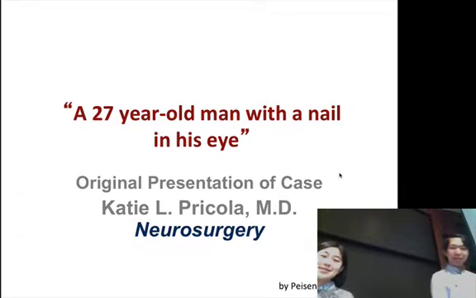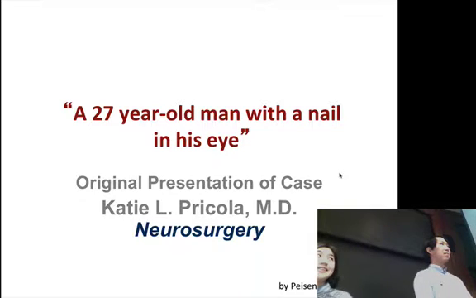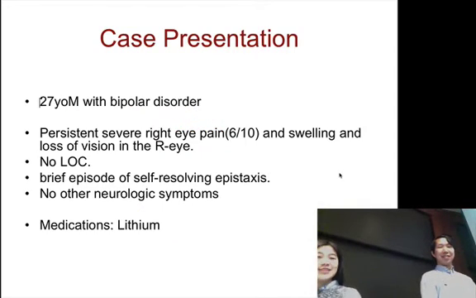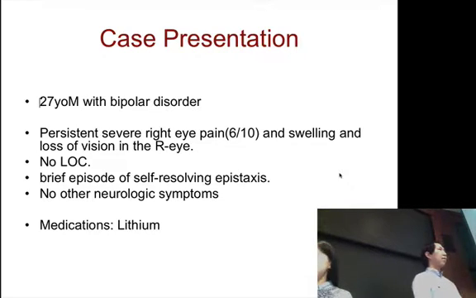Our case today is a 27-year-old man with a nail in his eye. The guy got a nail in his eye from cutting weed at about 1:50 p.m. and he was brought to Mass General at about 2:15. He reported severe pain in his right eye, about 6 out of 10, and swelling and loss of vision in his right eye. He has no loss of consciousness, and his left eye is totally reactive.